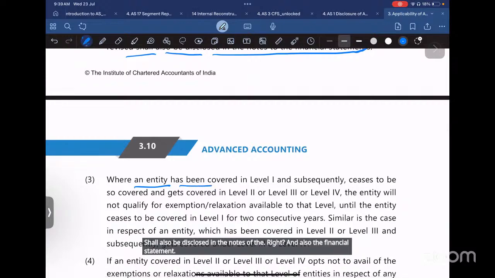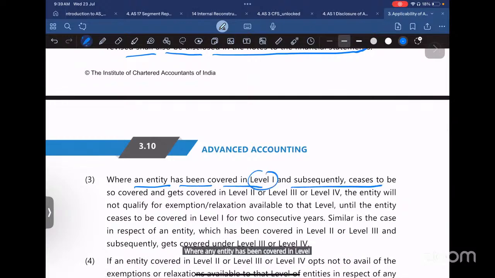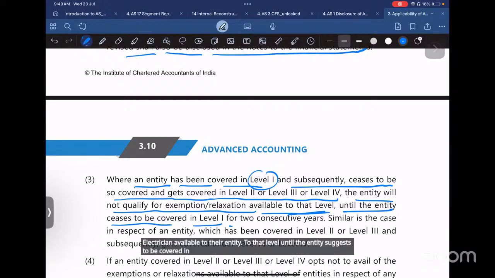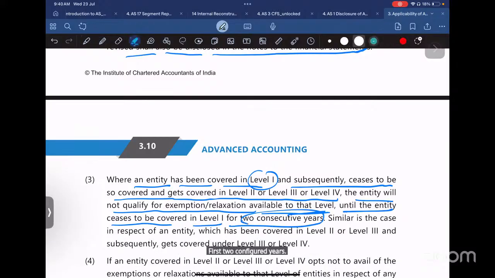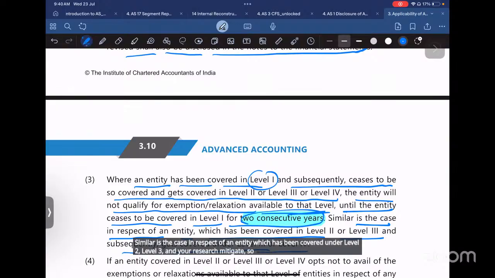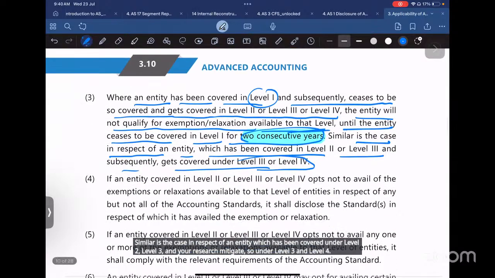Where any entity has been covered in level 1 and subsequently ceases to be so covered and gets covered in level 2, level 3, and level 4, the entity will not qualify for exemption or relaxation available to that level until the entity ceases to be covered in level 1 for 2 consecutive years. Similarly, is the case in respect of an entity which has been covered under level 2, level 3, and subsequently gets covered under level 3 and level 4. So this is the way.